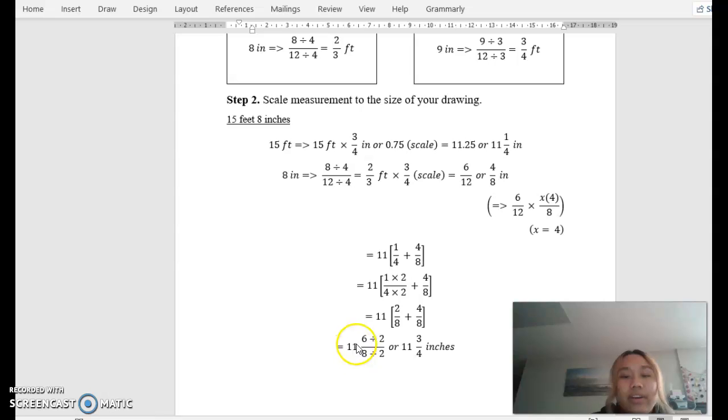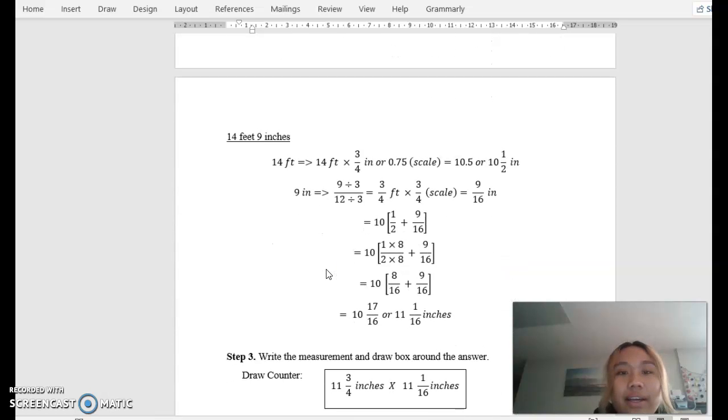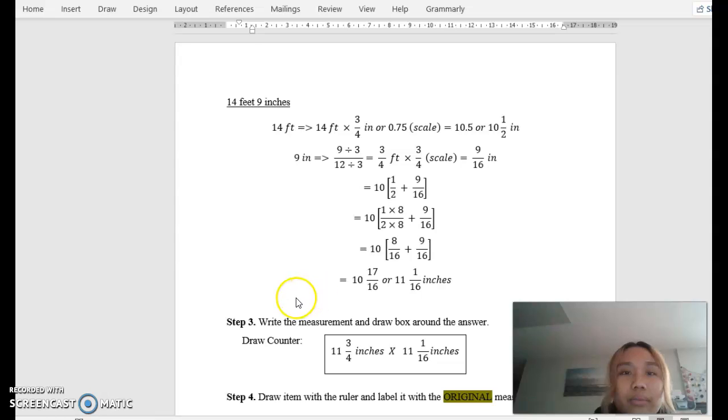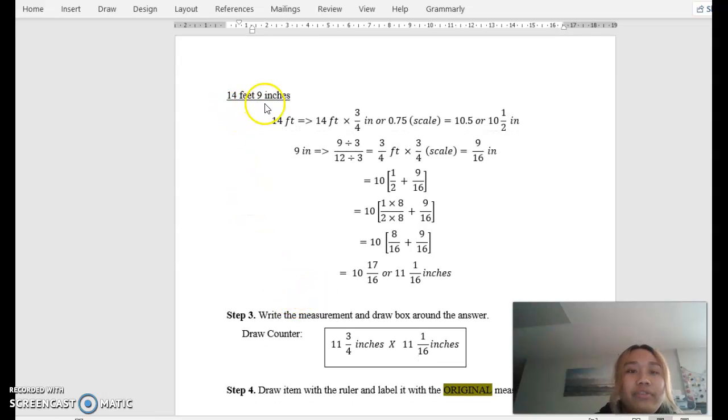11 6/8 can still be reduced to its lowest term, so let's divide by 2. 6 divided by 2 gives us 3, and 8 divided by 2 gives us 4, and we just copy the whole number. For the final answer, it's 11 3/4 inches for the first equation. Now for our second problem, which is 14 feet 9 inches, we do the same as the first one.